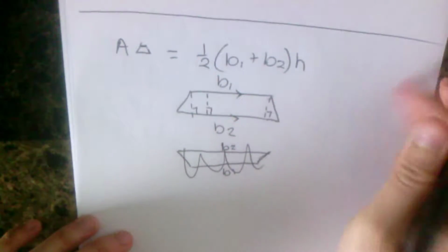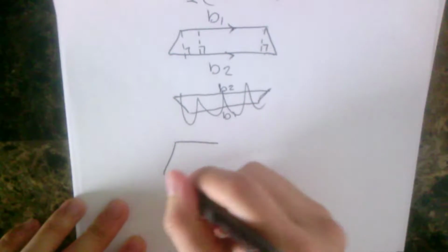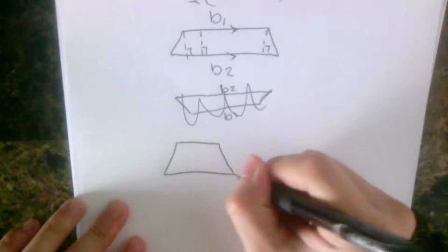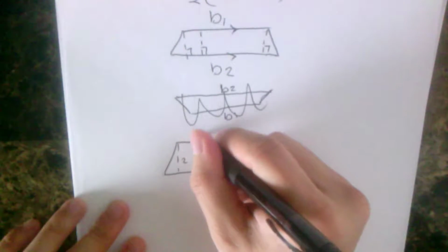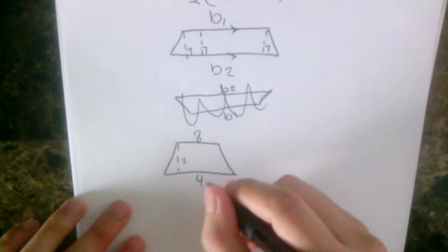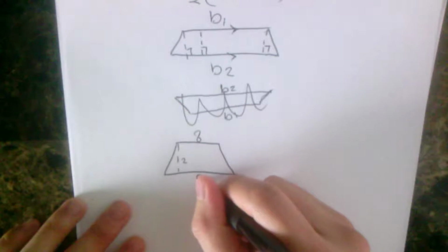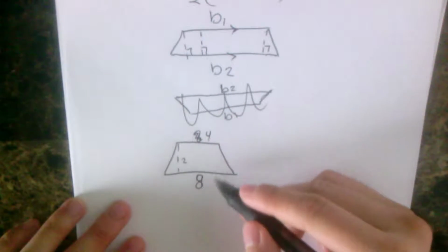Okay? So let's start with a simple trapezoid like this one. So I'm going to go something like that. And we're going to make the height 2. Base 1 is going to be 8. Base 2 is going to be 4. All right? Wait, that doesn't make any sense. Let's make this one 8 and that one 4. Because that one's obviously shorter.